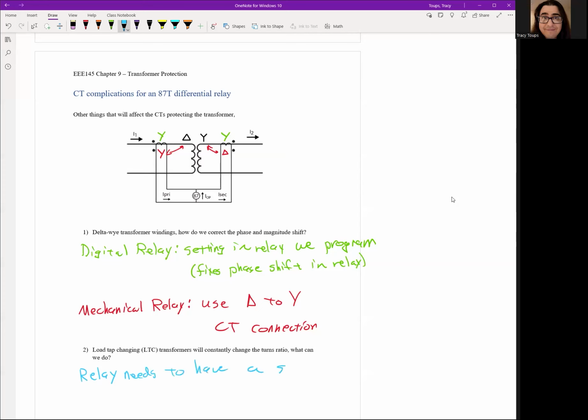A setting to handle the deviations. Deviations of turns ratio. I mean, that's just a matter of fact. So we'll talk about what inside a relay we can do to absorb that plus or minus 10% error we're going to get, because the turns ratio can fluctuate a little bit. Okay.